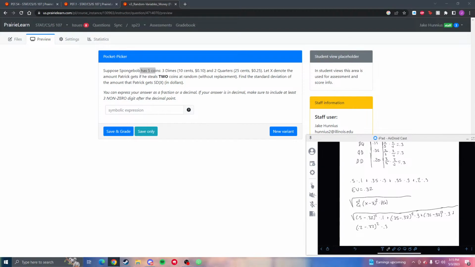Does this make sense? Does the way we're doing it make sense? Is the calculation for the expected value and the formula for the standard deviation kind of making sense a little bit?